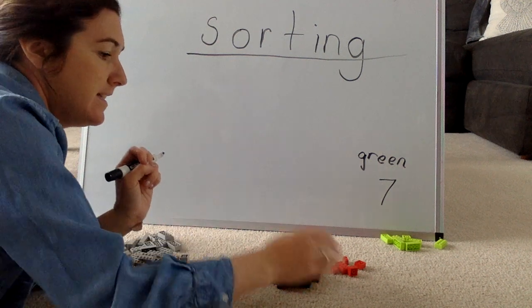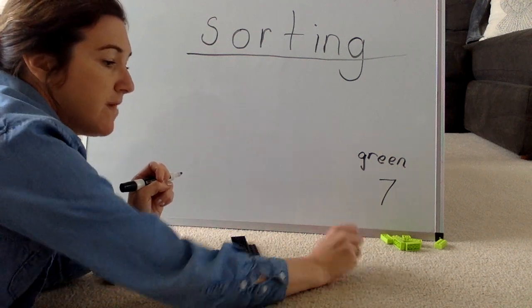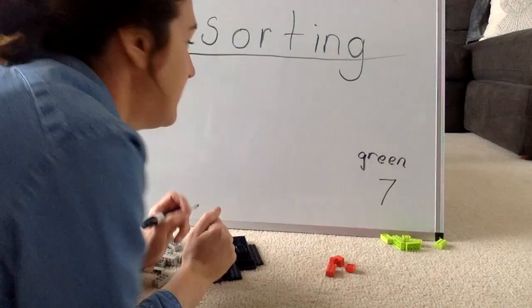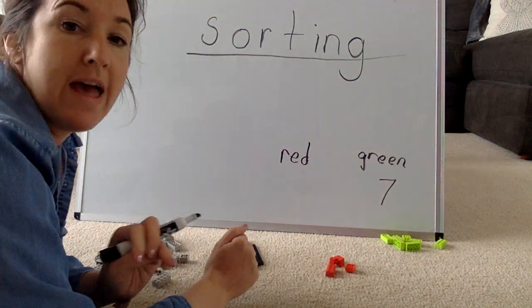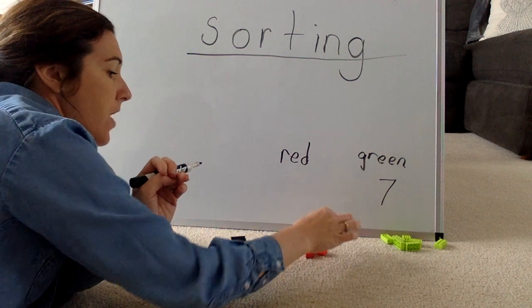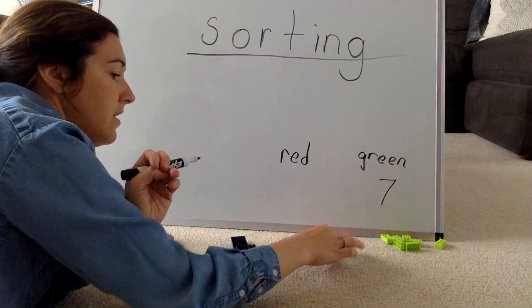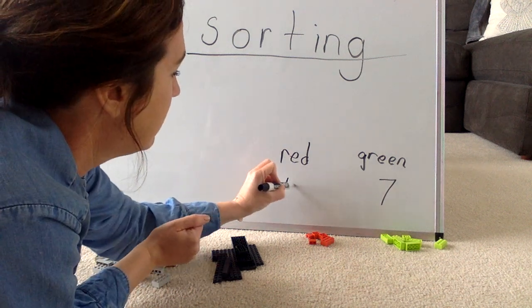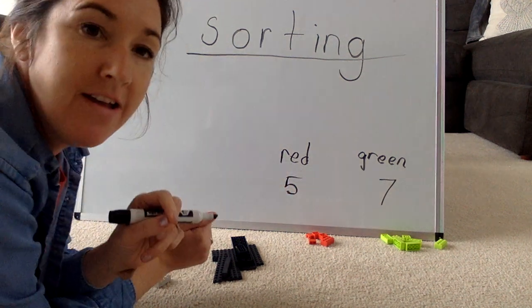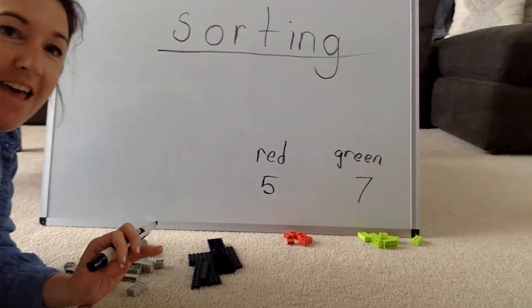And next up, I'll do my red. I bet you remember how to spell red. R-E-D. Red. And I have 1, 2, 3, 4, 5. I have 5 red. Down, around, and put on a hat.